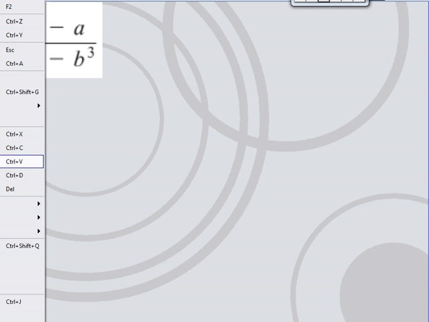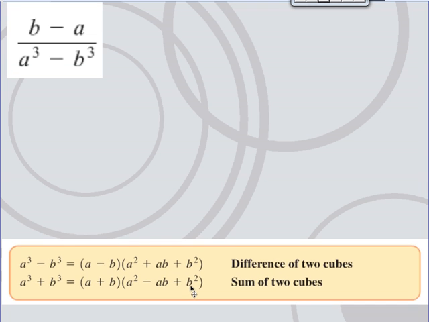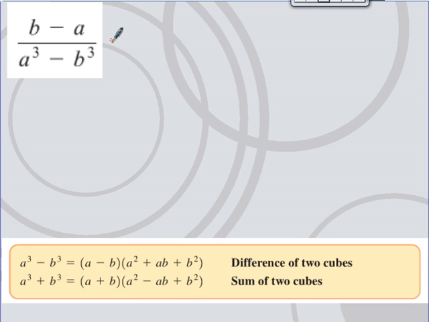Next one, reduce it. On top, it doesn't look factorable. On bottom, I notice difference of cubes, and that's kind of nice. It actually fits my formula perfect. They even used A's and B's. That was so nice of them. Let me paste my formula here. So on bottom, I believe I know what that factors into. A to the third minus b to the third, difference of cubes, factors into a minus b times a squared plus ab plus b squared.